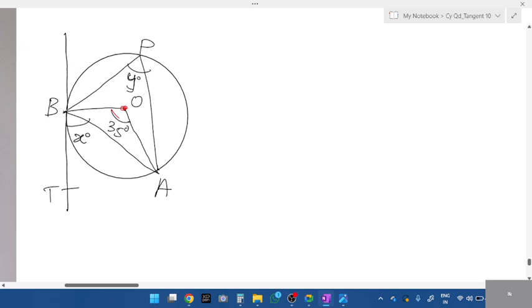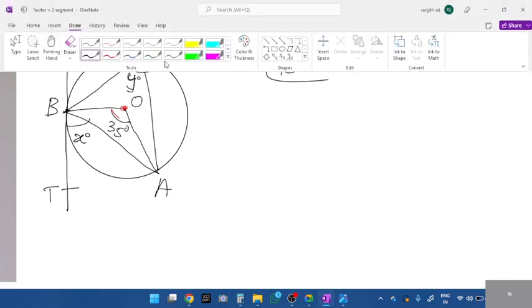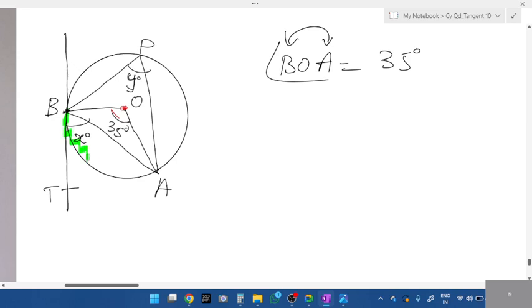Now, all of you concentrate. What is the angle formed here? BOA is equal to how much? 35. What is the arc for BO? BA. In this arc, what's the other angle formed? BPA. Which formula do we apply? Center is equal to twice the circumference.